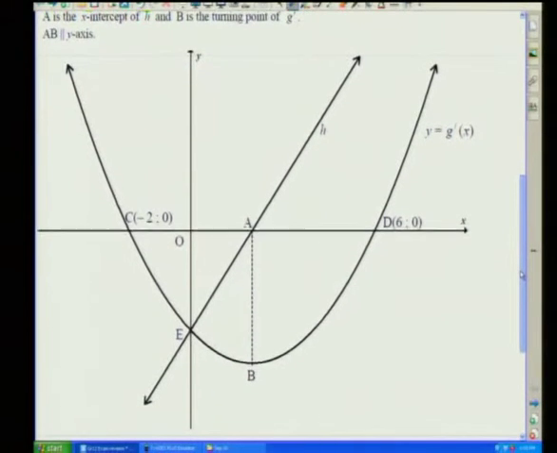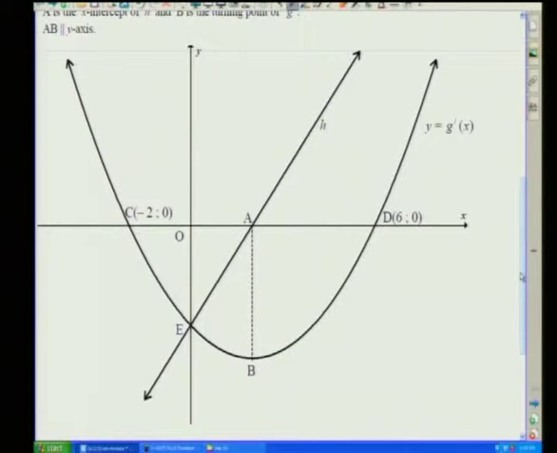Okay, so this is basically what's happening. This is a graphical representation of everything that they have told you thus far. Okay, so let's have a look. E is your common y-intercept. You can see that. You've got B as the turning point of your parabola. D is the point (6; 0), C is the point (-2; 0), and h is your straight line. Okay, so let's have a look at the first question.